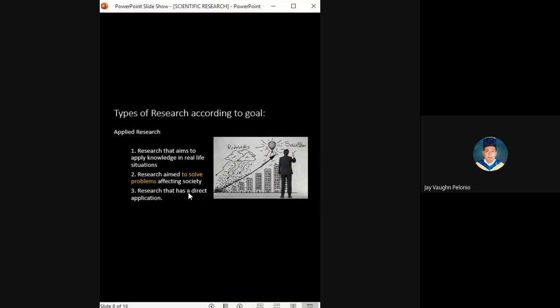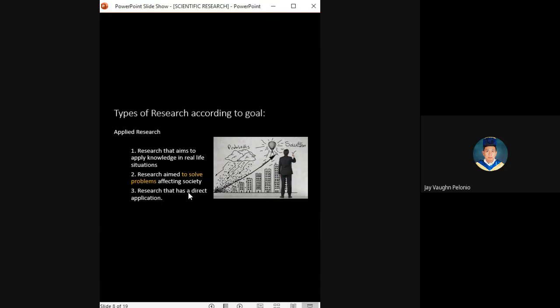Types of research according to goal. We have applied research. Research that aims to apply knowledge in real life situations. Research aimed to solve problems affecting society. Research that has a direct application. So this is where the confusion begins.